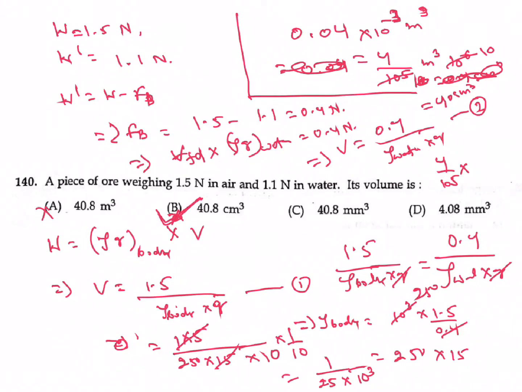For mm cube, again you will get 10 to the power 9 by 10 to the power 5, which is 4 into 10 to the power 4 for mm cube. So C is not possible, D also not possible. B is your correct answer.